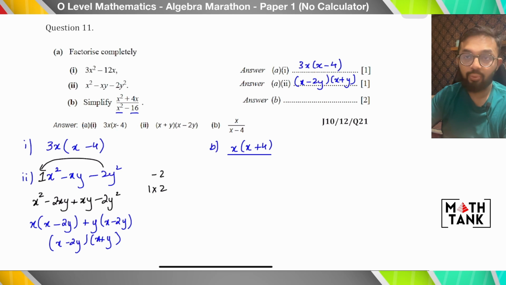I see a difference of squares. Can I factorize this and say that this becomes x minus 4 into x plus 4? I see the square of a number and I see the square of another number, so I can factorize this. What that helps me do is it helps me cancel out and get x over x minus 4.